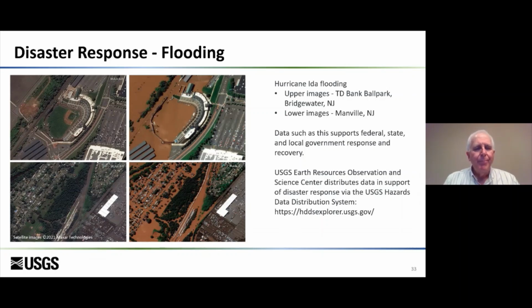Now, my office is responsible for tasking and acquiring imagery, in this case from Maxar, but we also work with the Earth Resources Observation and Science Center in Sioux Falls, who provide the data through their Hazards Data Distribution System, and you see the website up there. So this is important to local and state government responders and others that are helping in disaster response and recovery. They're able to access this imagery as well.